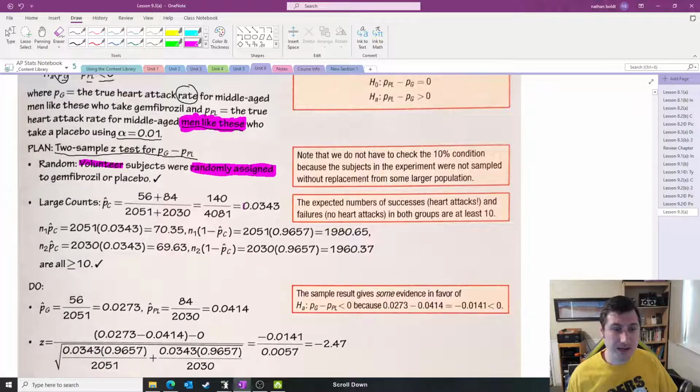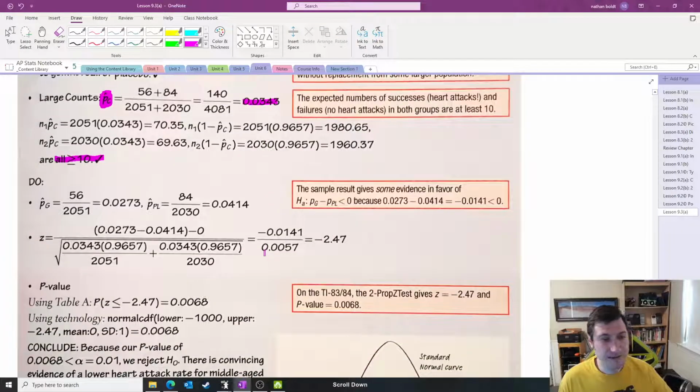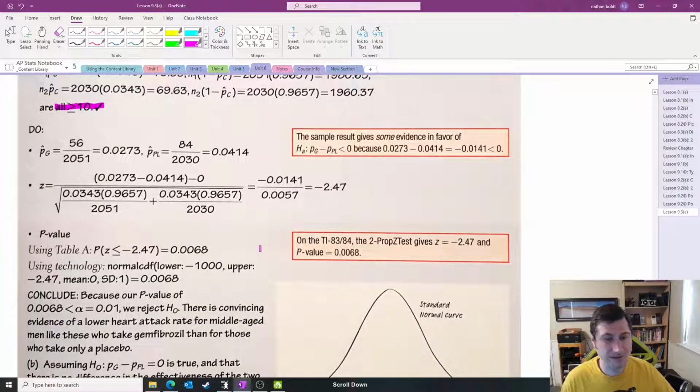But large counts is the same. They make the combined probability here. Okay, so they get the combined p-hat, just like we did. Then they check their large counts, same way we did. They're all greater than 10. Looks good. Now, in the book, they definitely do this the hard way. Look at all that.